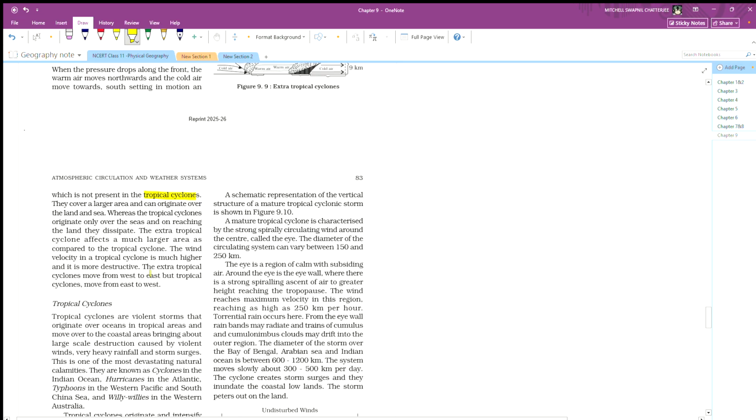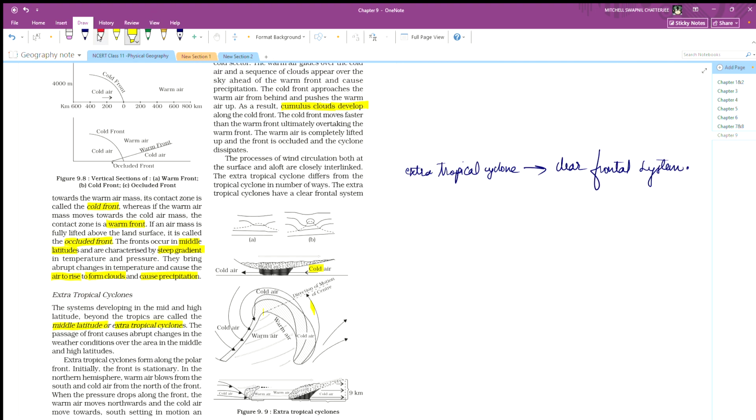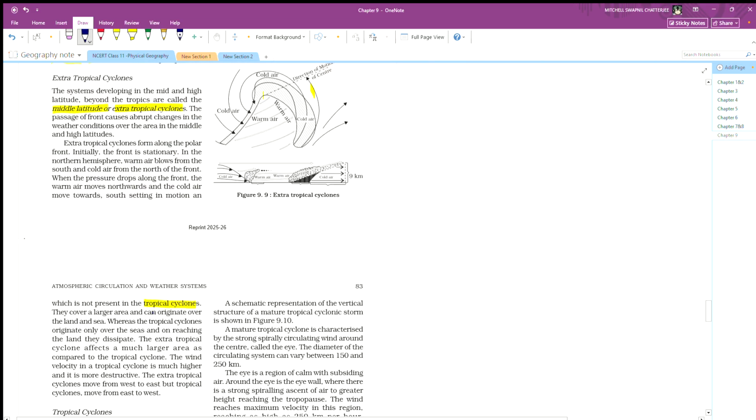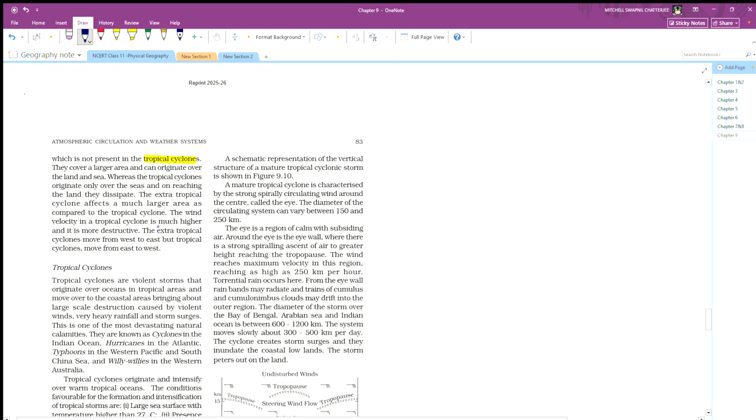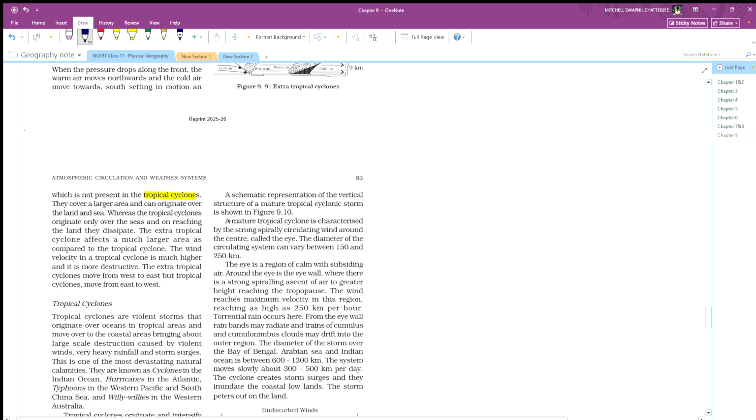So the tropical cyclone is much more destructive, but the extratropical cyclone is less destructive. The extratropical cyclone moves from the west to the east, basically in this direction, but the tropical cyclone moves from east to west, and it is also anti-clockwise.